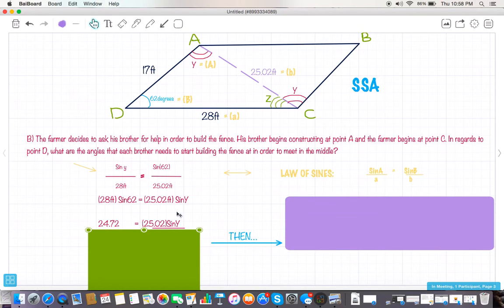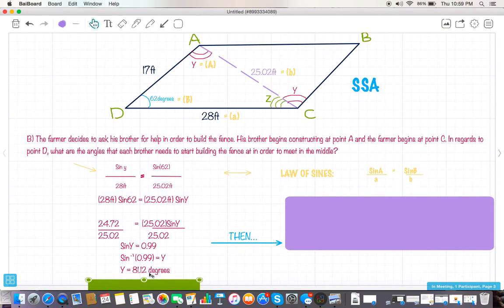So in order to find the angle y, we first have to go through sine y and then get the inverse sine. To get sine of y, we need to divide this side by 25.02 and divide this side by 25.02. What that ends up being is that the sine of y is 0.99. By plugging this into our calculators and taking the inverse sine of 0.99, the value of y ends up being 81.12 degrees. So the measure of angle y is 81.12 degrees.